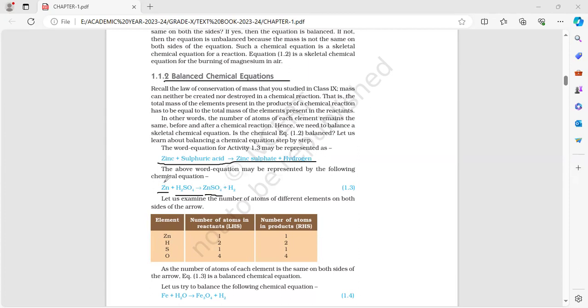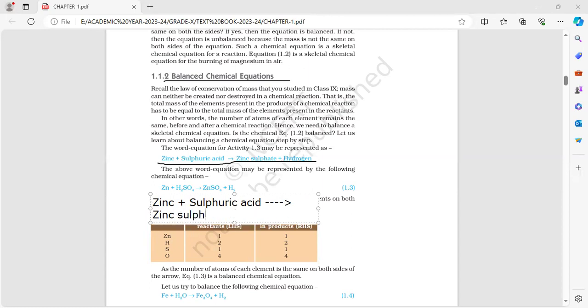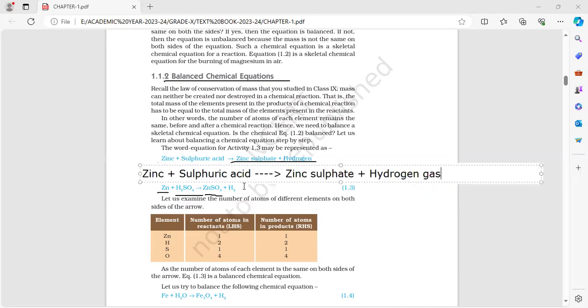Okay, you write this. Zn means zinc. Zinc plus, what is H2SO4? Sulfuric acid. Sulfuric acid gives rise to zinc sulfate. I'm writing, zinc sulfate is a salt. Zinc sulfate plus, and which gas is liberated? Hydrogen gas. So this is a word equation represented by chemical symbols.